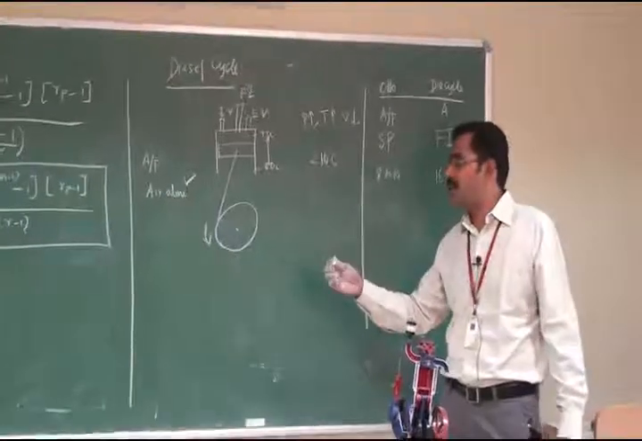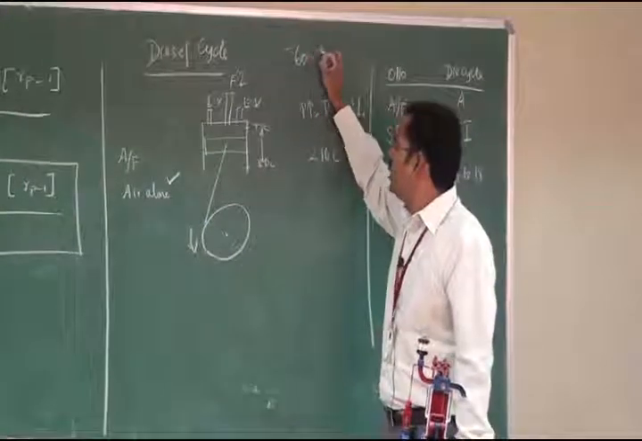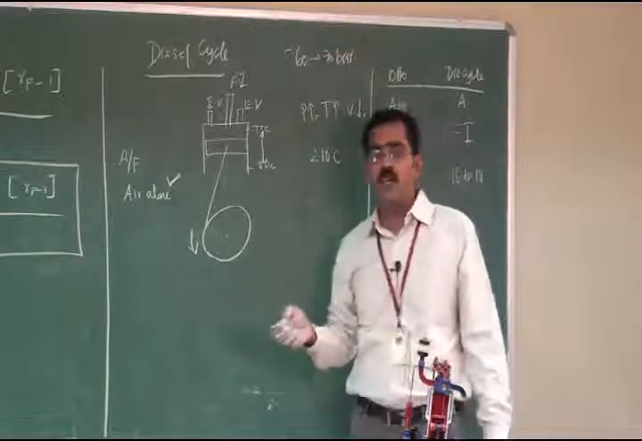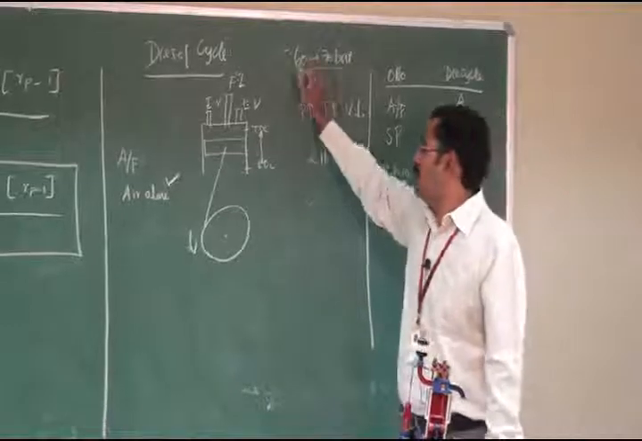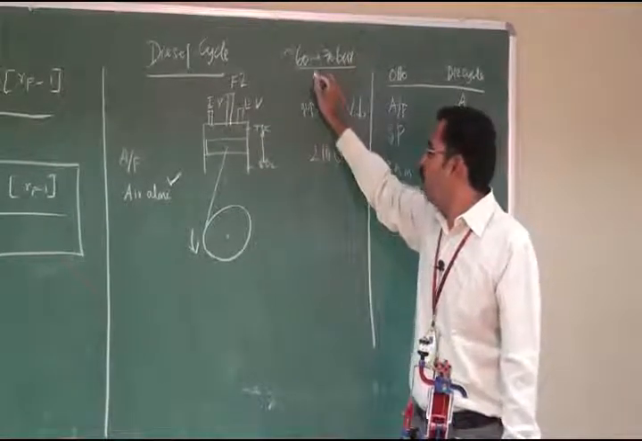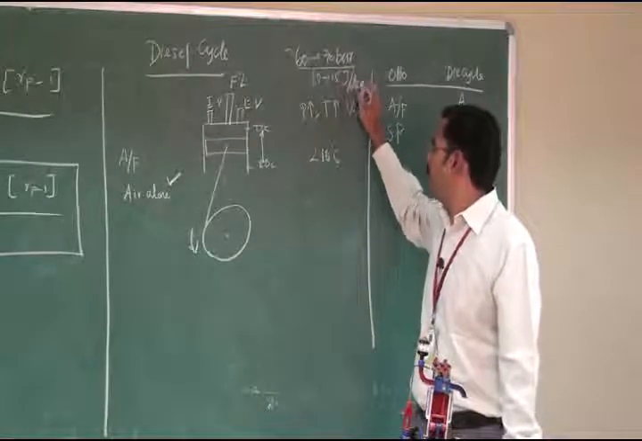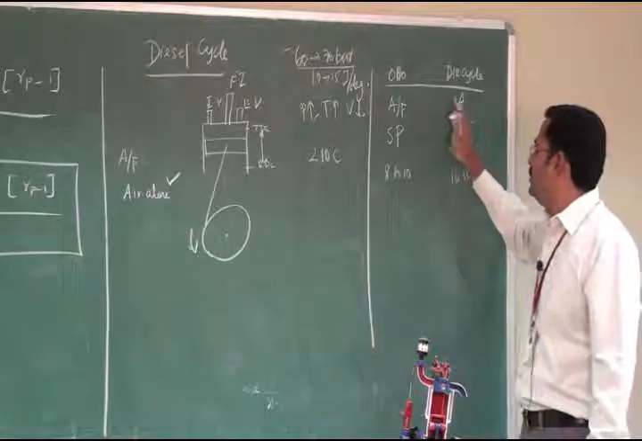What is the combustion pressure attained? During combustion, around 60 to 70 bar will be attained in the cylinder. So the cylinder has to be manufactured to sustain that pressure, and also the heat release rate obtained is more than 10 to 15 joule per degree. These are the main differences between Otto and diesel cycle.